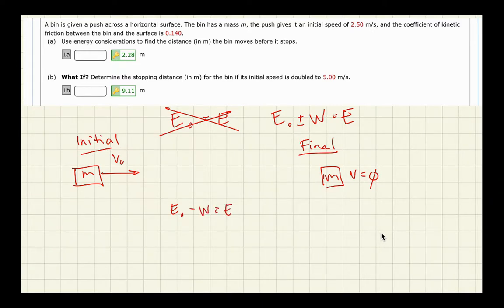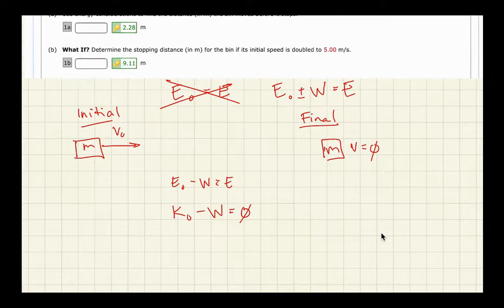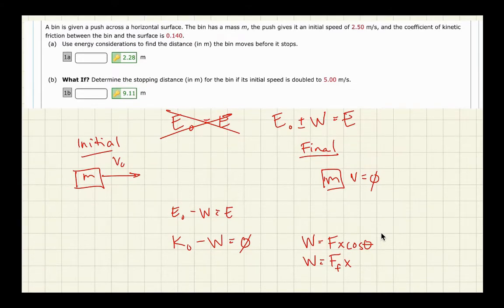The reason I know it's negative is that I'm losing energy here. I'm going from moving, or kinetic energy, to not moving, no kinetic energy. That means the original kinetic energy minus the work done equals 0. Cool? Remember that work is F x cosine theta. And in this case, that force is the force of friction. Because friction is a resistive force, that theta is always 180 degrees, which is what makes this negative work done.